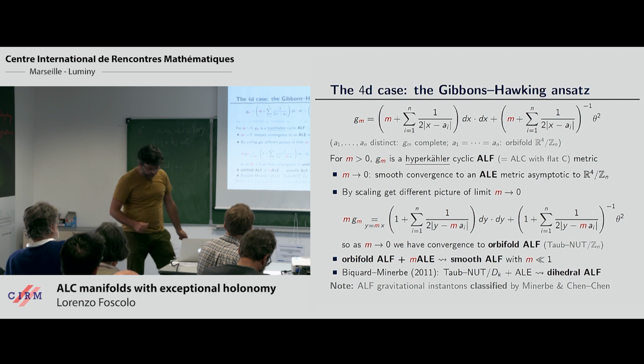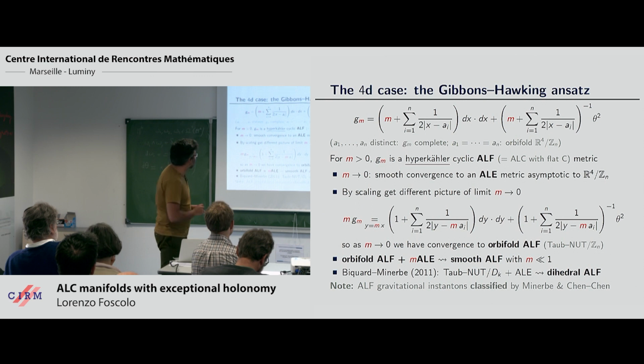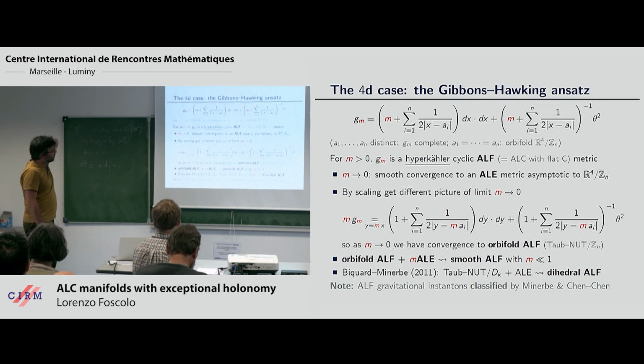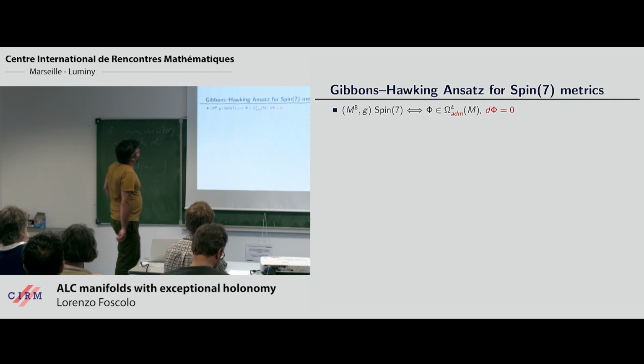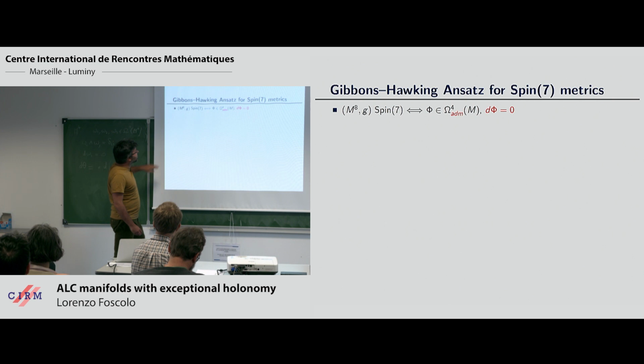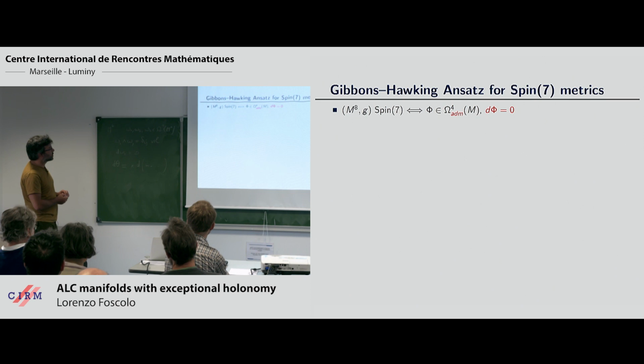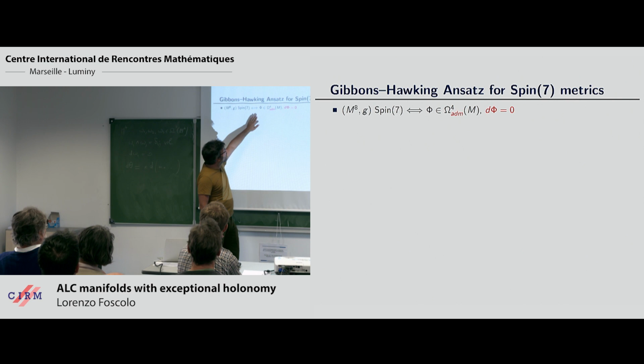OK, so first part, I want to describe sort of an analog of this Gibbons-Hawking construction. Some of you have heard me talking about that, but that's really the starting point. I'm trying to explain this in this Spin(7) setting. So we start with an 8-dimensional metric with holonomy Spin(7). What this means is that there's a differential 4-form that has some special pointwise algebraic property. I'll say that it is an admissible 4-form, and we want Phi, capital Phi, to be closed.